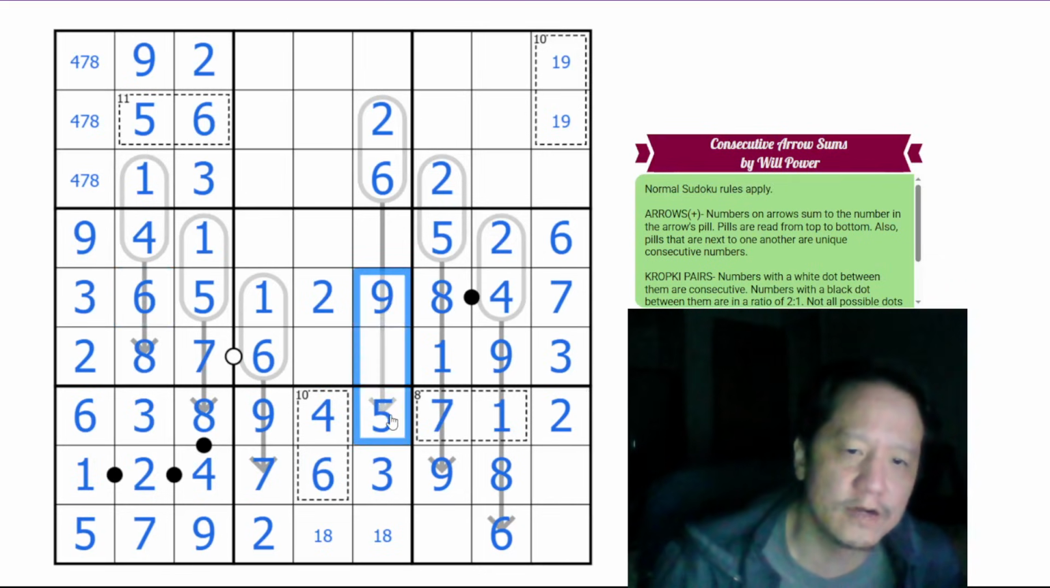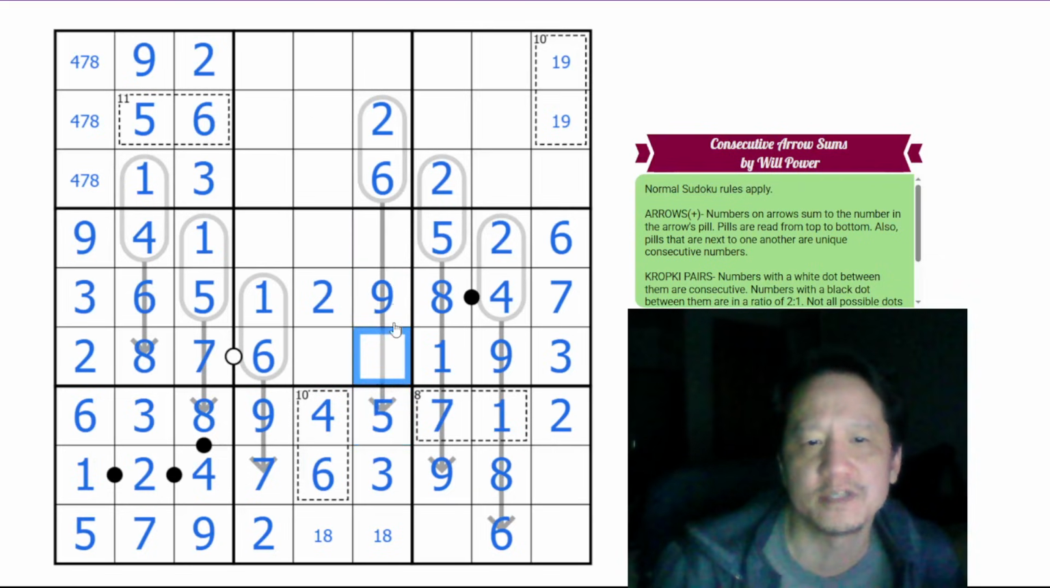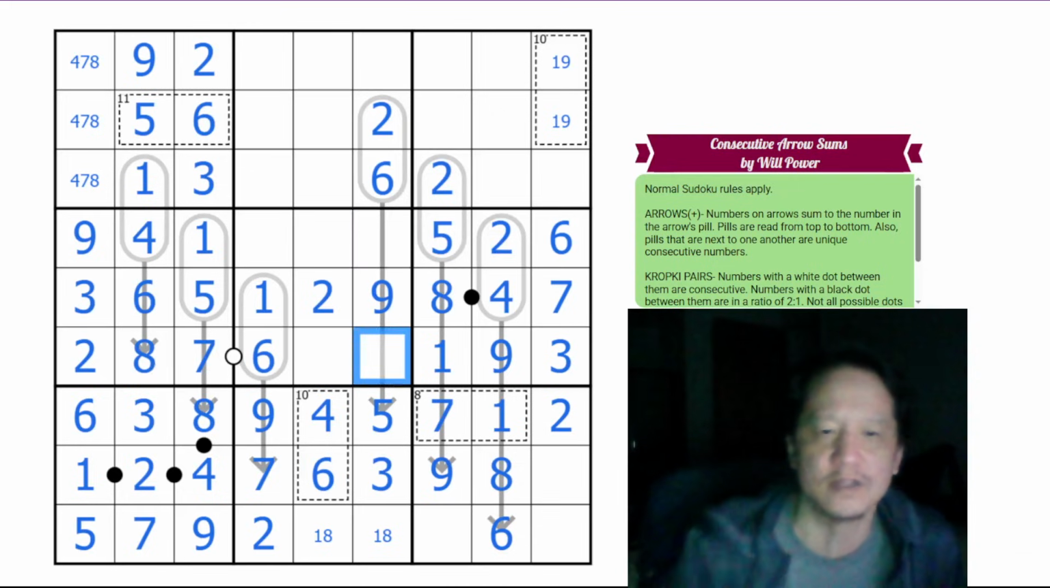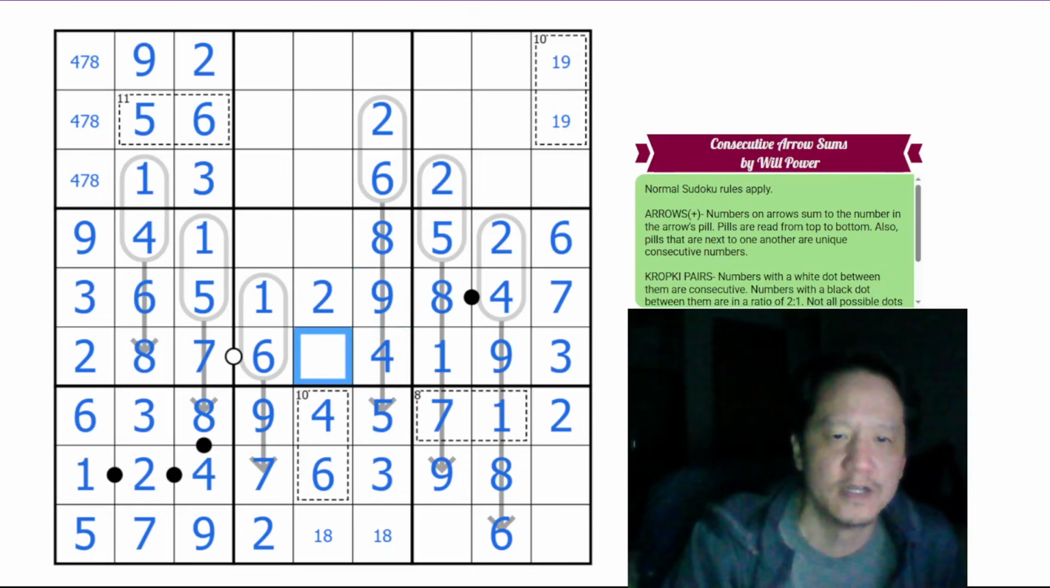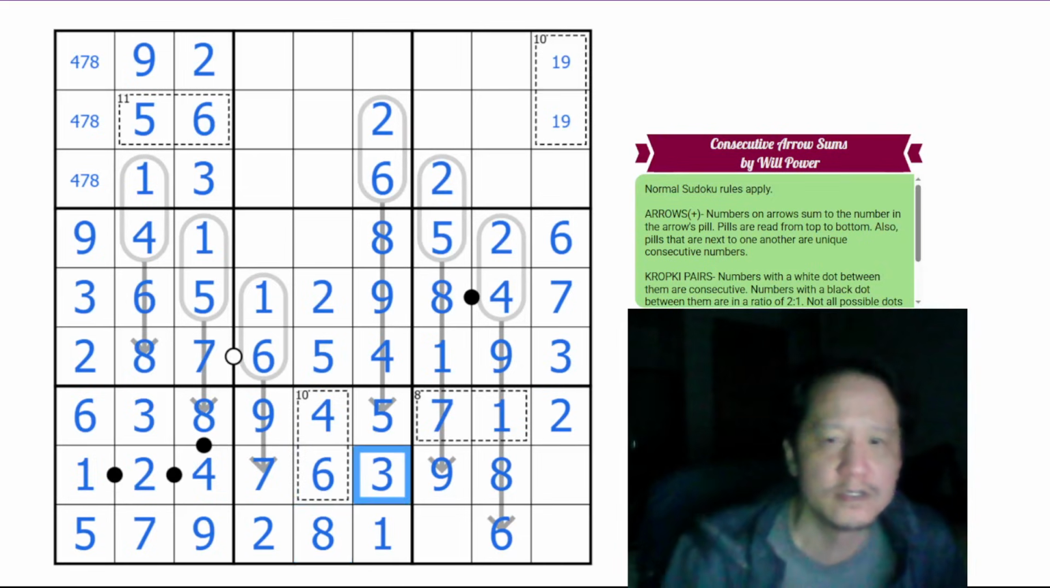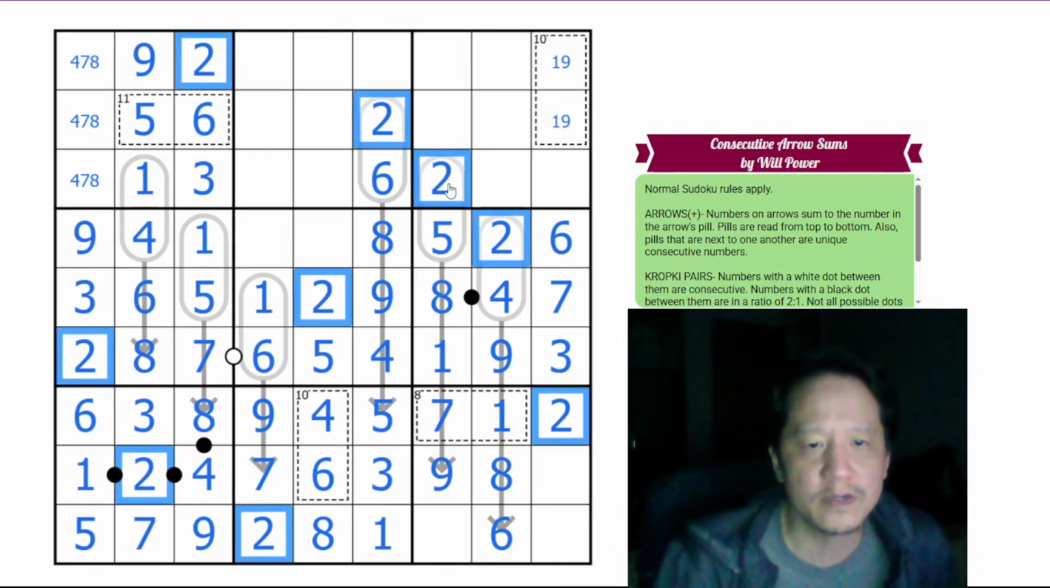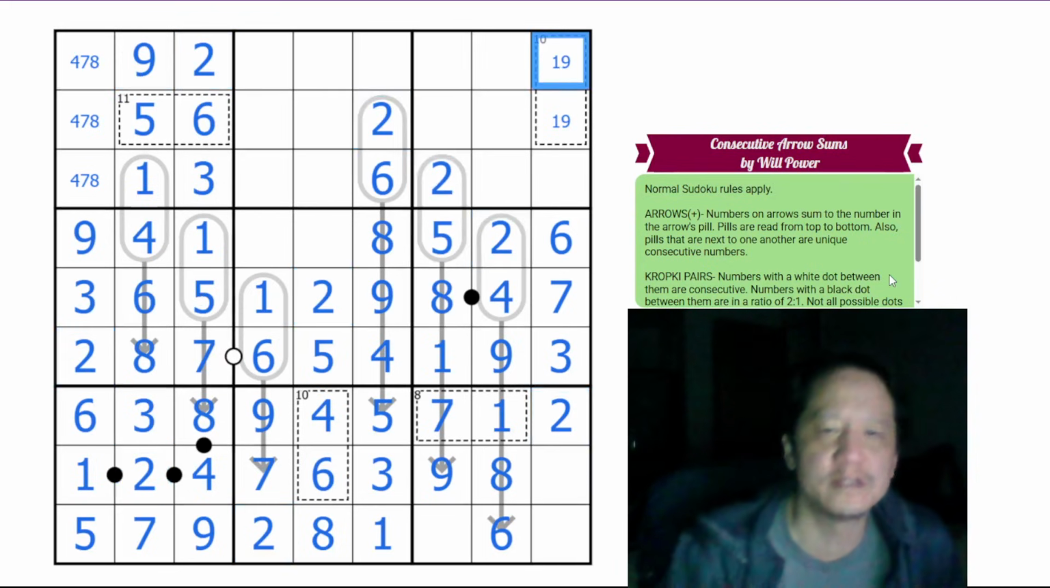5 and 9 already add up to 14. 26 minus 14 is 12, so the remaining 2 digits must add up to 12. And cannot be 5, 7, or 3, 9, because those are already taken, so this must be 4 and 8. This can't be 8 because of 8 in the row, so this is 4, which makes that 8. That makes this 5. 8 eliminates 8 here, so it's 1 and 8. 9 here eliminates 9 here, so this is 1 and 9.